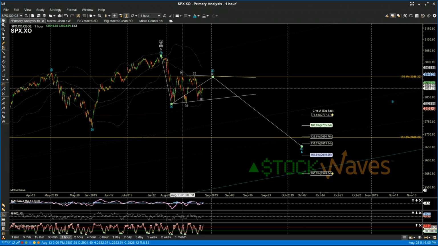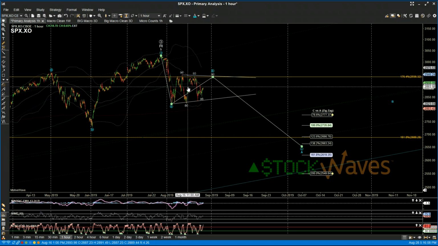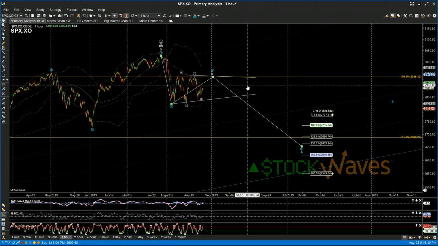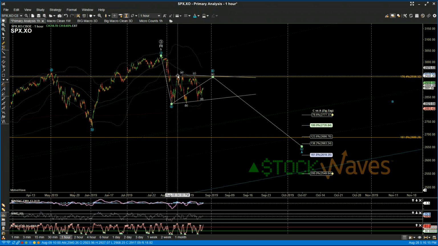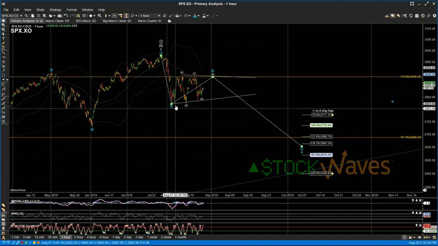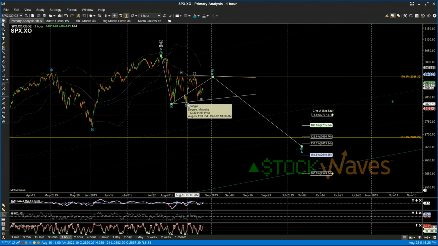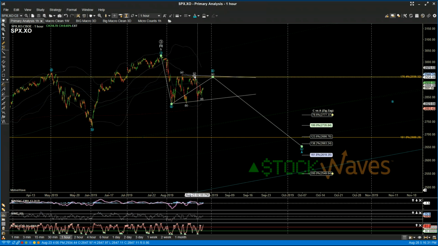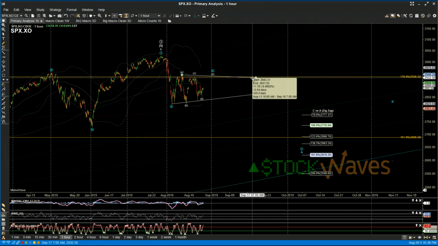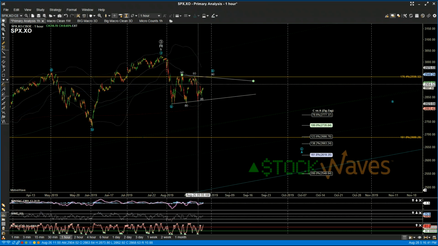Really the guidelines for a triangle, you either have a contracting or an expanding triangle. So once the triangle starts to establish itself as contracting, that means that the trend line here, this high was lower than this high, and this low was a little bit higher than this low, and this low was higher than this low. So our lines here contract. So once you have that, then this is kind of the invalidation level. That previous high is the invalidation level for the triangle.